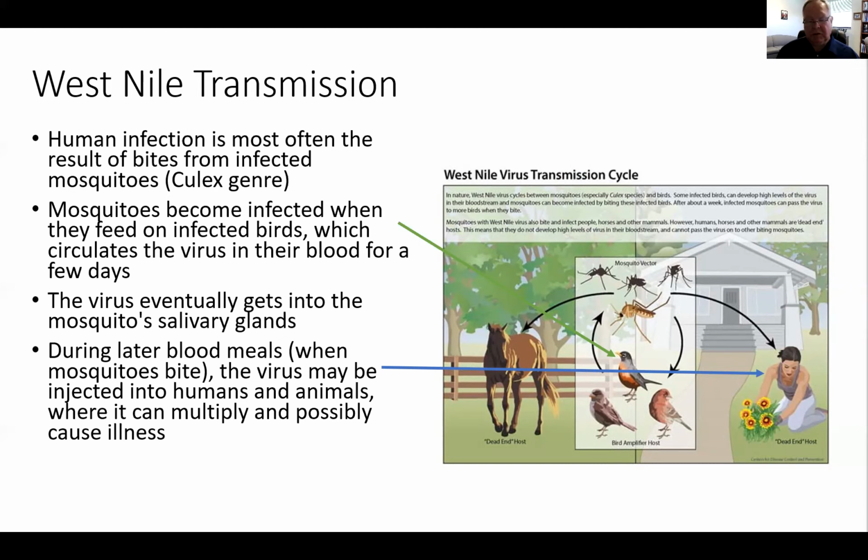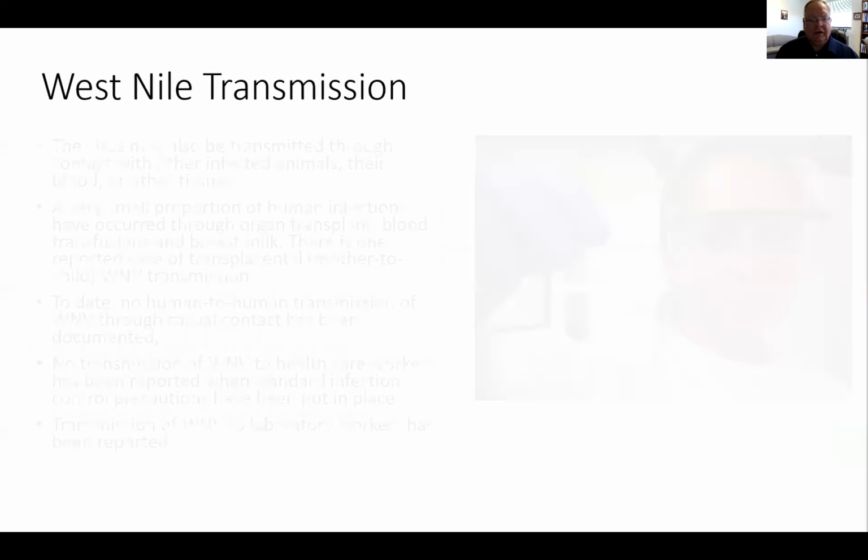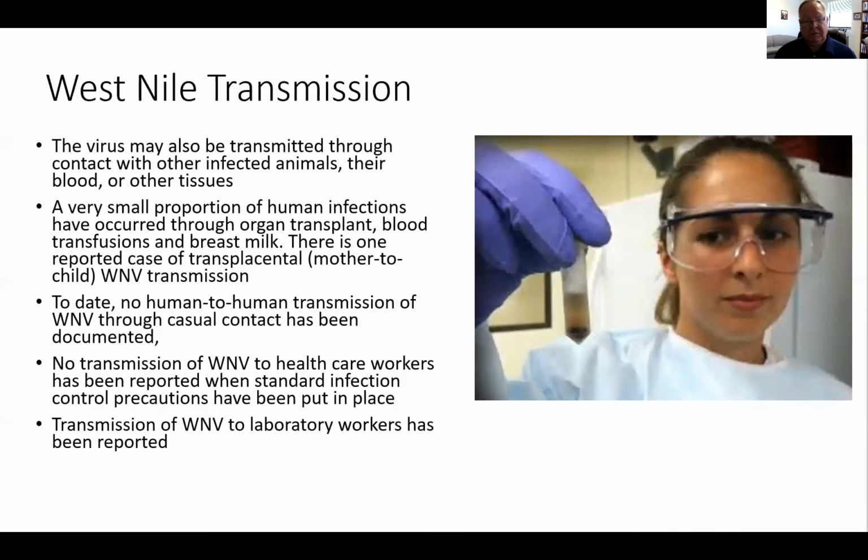We, as humans and horses, are dead-end hosts. We just don't get the virus at a high enough level to be able to transmit it back to the mosquitoes. It can also be transmitted through contact with other infected animals, through blood or other tissues. A very small portion of human infections have occurred through organ transplant, blood transfusion, and breast milk. There is one reported case of transplacental mother-to-child West Nile transmission.